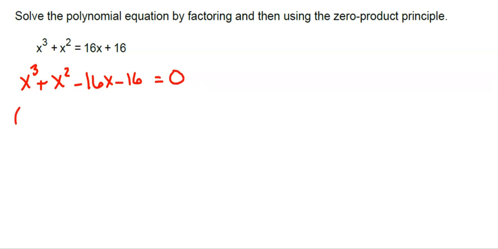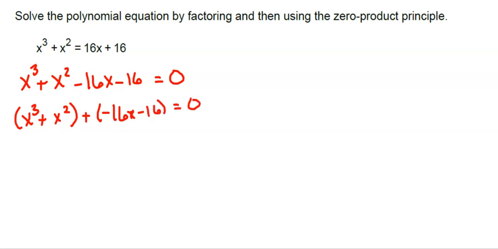Now let's group the first two terms together, and then let's group the last two terms together. We've got to be a little bit careful if there's a negative third term here. We don't want to lose that negative sign, so I'll do that by saying plus a group that contains negative 16x and negative 16.